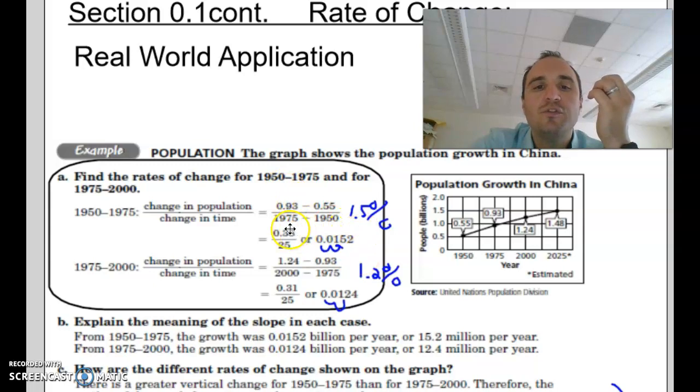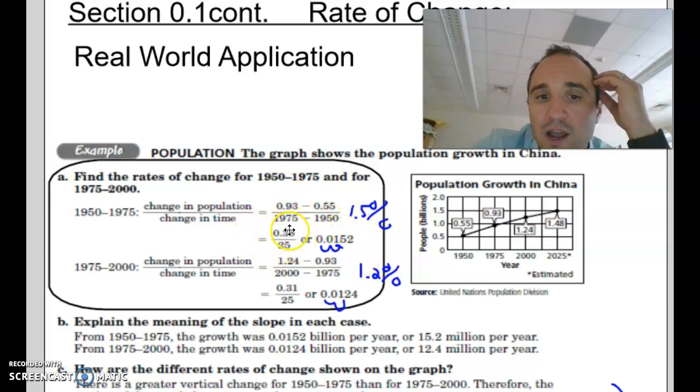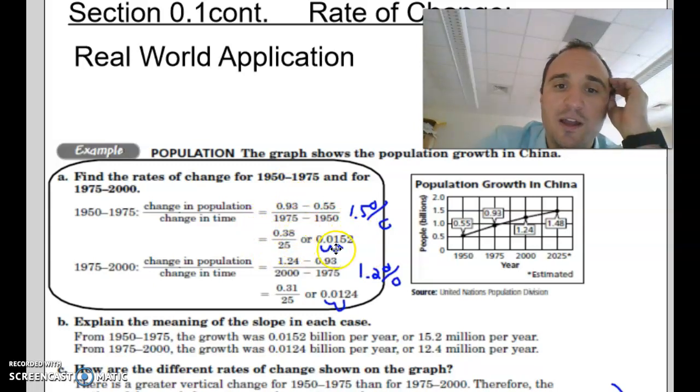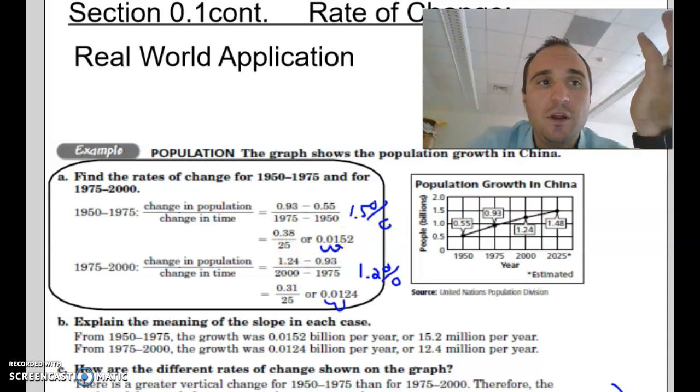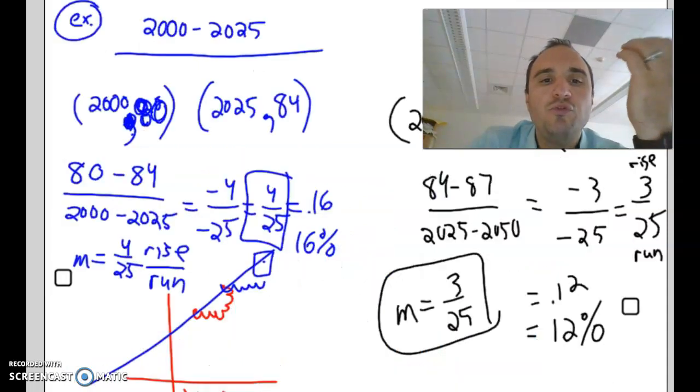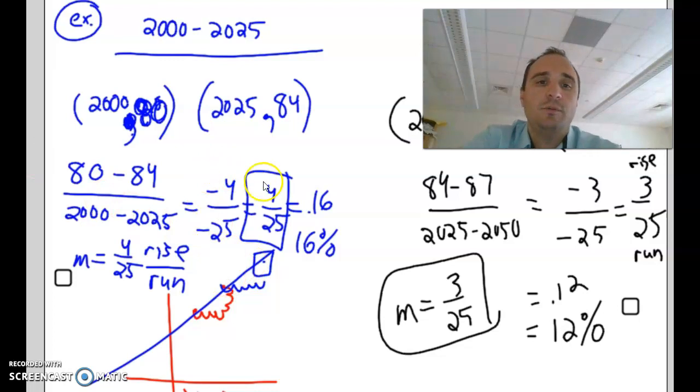You can use slope or rise over run. In this case, the rise is 0.38 and the run is 25 to find a percent. So slope helps you to find rise over run.